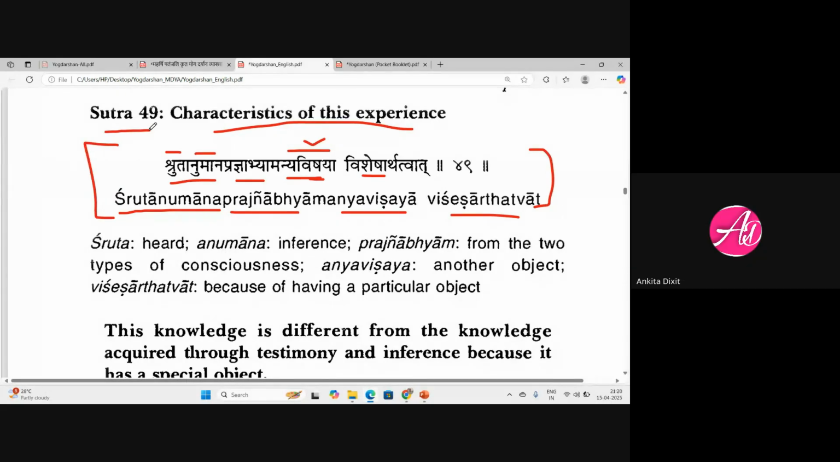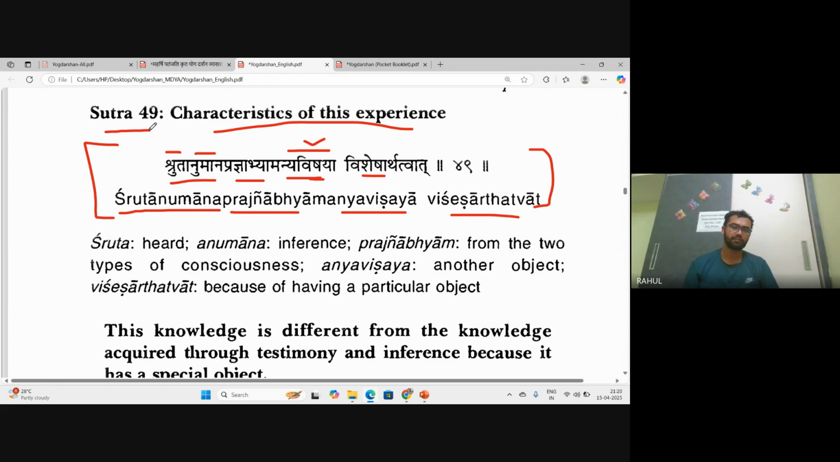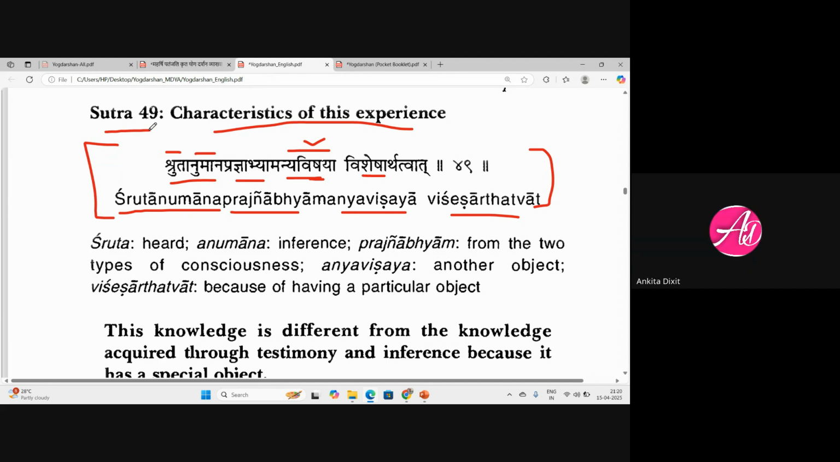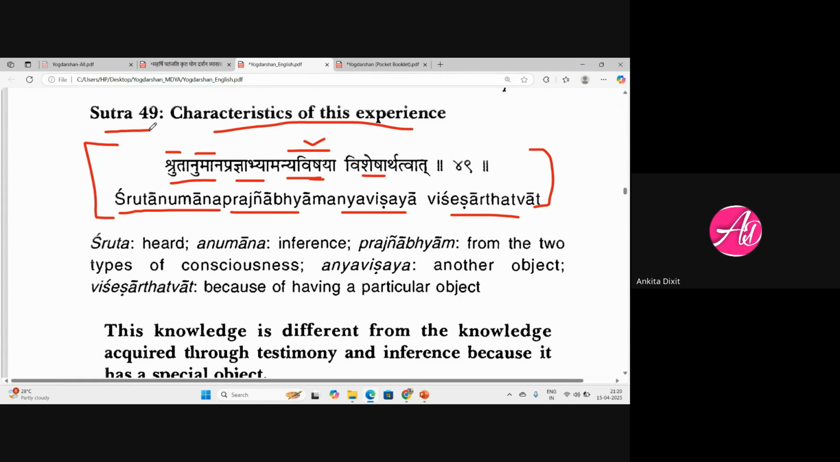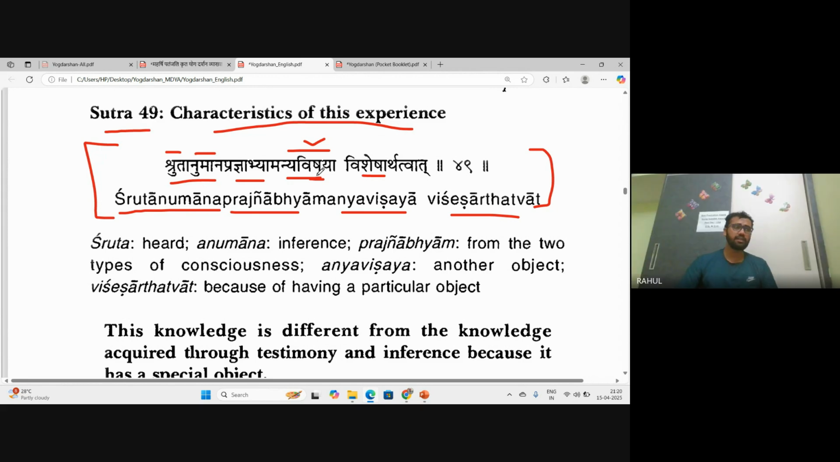Here in this, Ankita ji. Yes. Shrutanumana pragyabhyamanya vishya visheshartatvat means that if the yogi is able to attain the spiritual experience, pure experience, then after that he could achieve powers that could not even be imagined, that have never been heard or imagined. That kind of powers they achieve. That is called Ritambhara Pragya. These are the benefits of the Ritambhara Pragya.